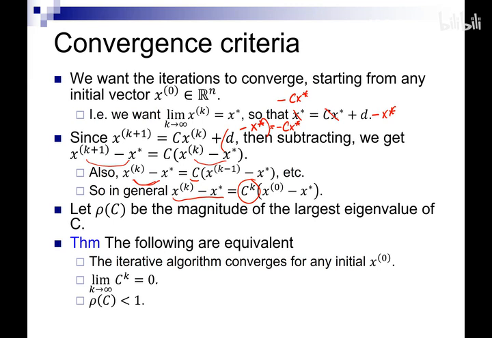Furthermore, this happens for any initial x. Because if this is 0, then it doesn't matter which x you start with. Any x is eventually going to converge to the right solution.